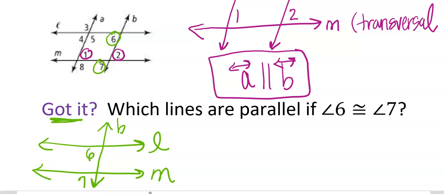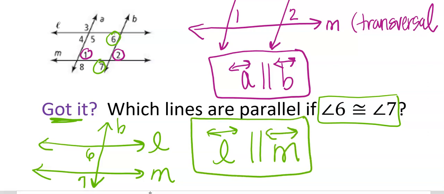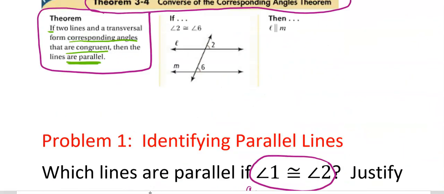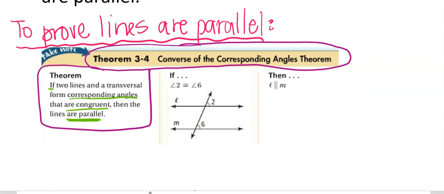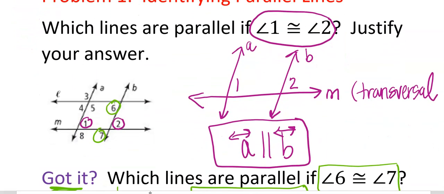So the two lines that look parallel are parallel. So in this one, if 6 and 7 are the same, they're corresponding angles, we're going to use L parallel to M. And the theorem that we used on this one is the one that we just wrote down today, theorem 3.4, converse of the corresponding angles theorem.